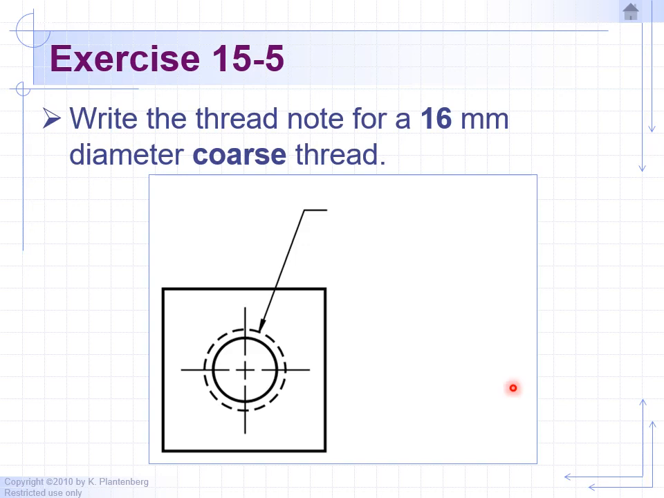And here's an example of calling out a metric thread, 16 millimeters in diameter, coarse thread. How would you call it out? Call it out as M16 by 2. So again, M is for metric form, and we know 16 is for the 16 millimeter diameter. And for the coarse thread, we go with 2, meaning the threads are 2 millimeters apart, and this is also referred to as the pitch. If it was fine thread, closer together, then we would use 1.5.